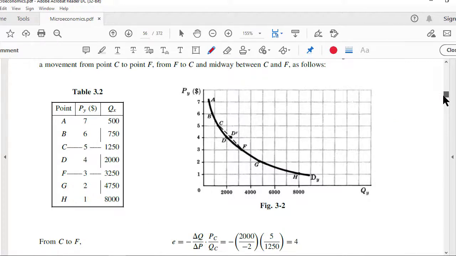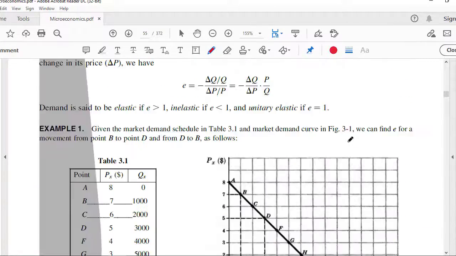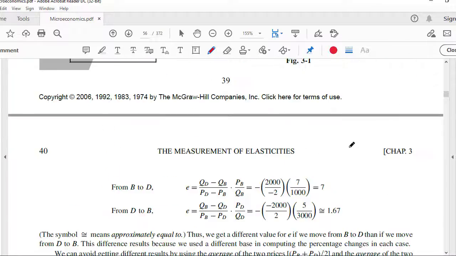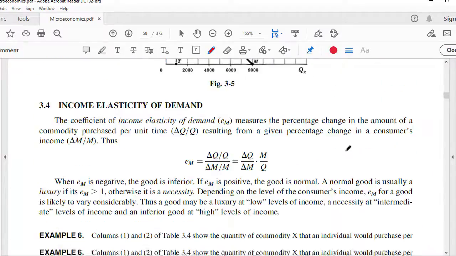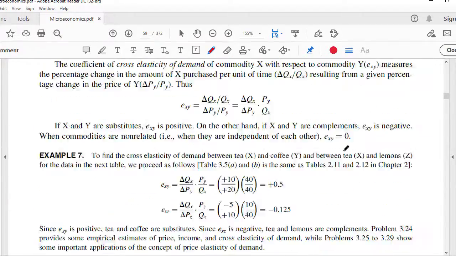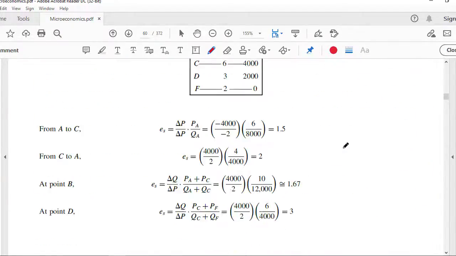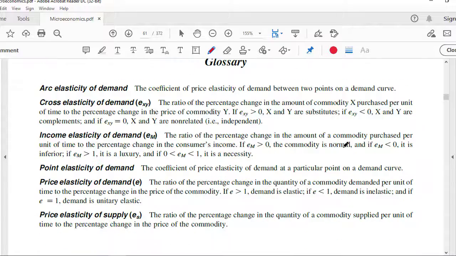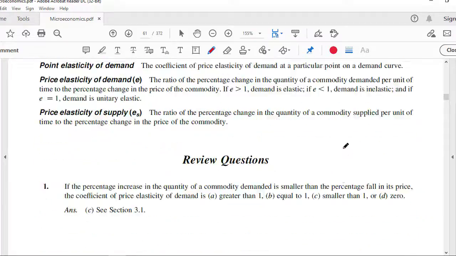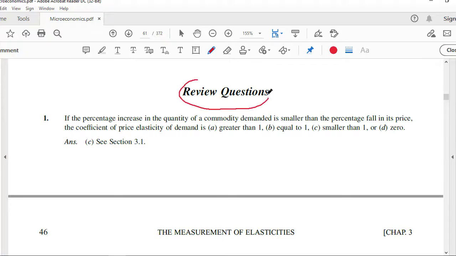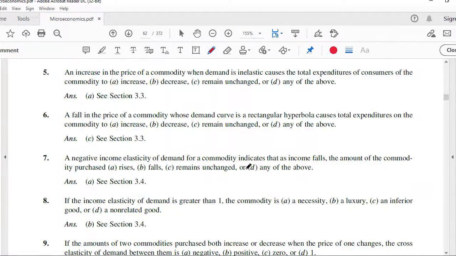Let me show you some more examples. Here is chapter 3, and there are some examples given before the MCQs, and all MCQs have been taken from these examples. So if you have read these examples, you can easily complete them, and these are a very brief part of the book. And now you can see the review questions, that is MCQs. These MCQs are important, and these are available at the end of every chapter.